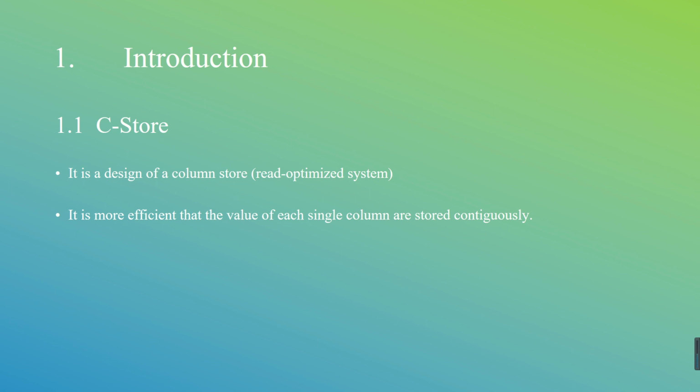Our topic focuses on the design of a column store called C-Store. It represents a class of read-optimized system. It is more efficient because the values of each single column are stored contiguously. Using a column storage architecture, the database management system only needs to read the required column values to process a given query, and avoids bringing irrelevant attributes into memory.